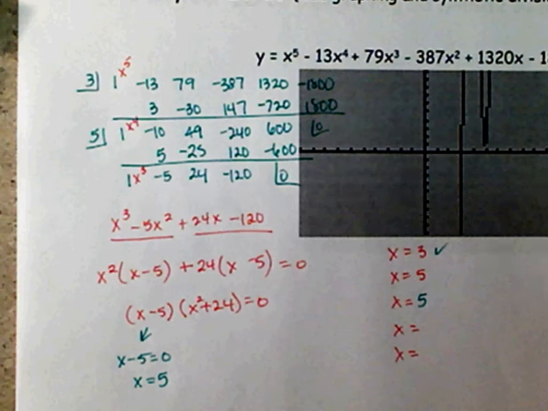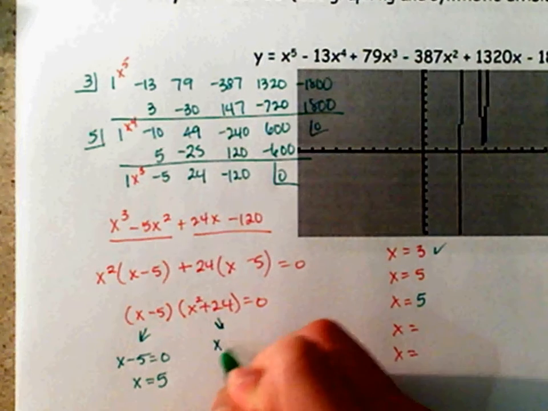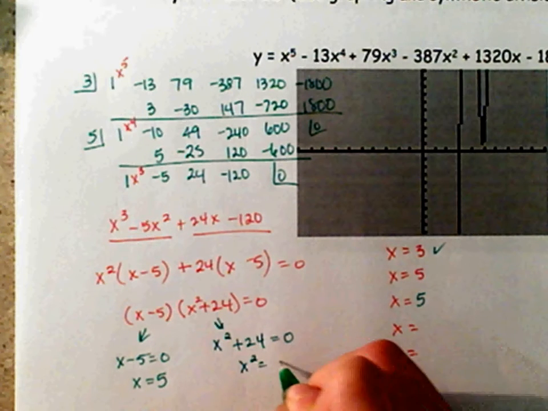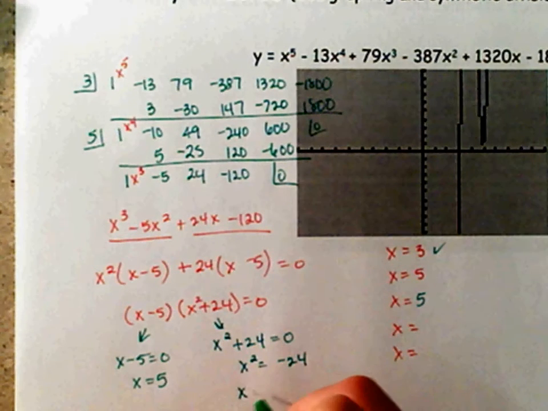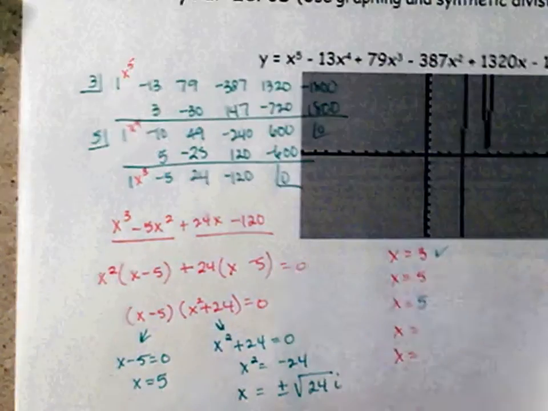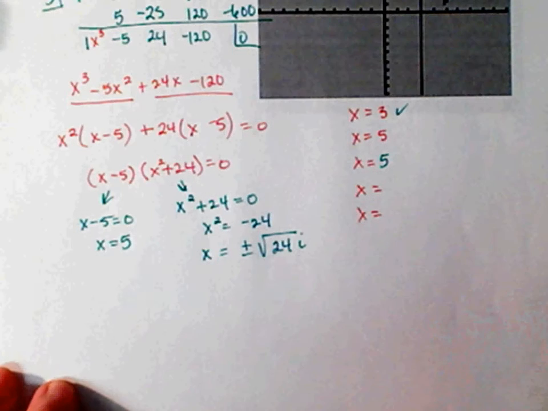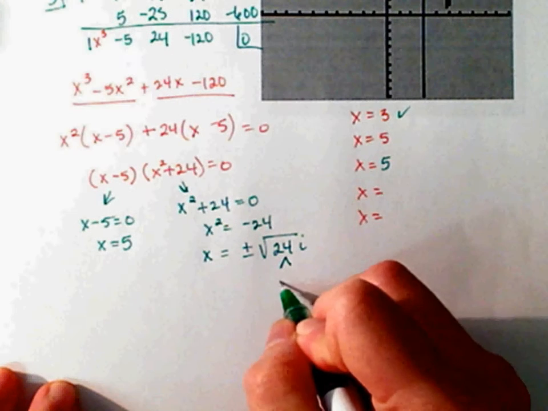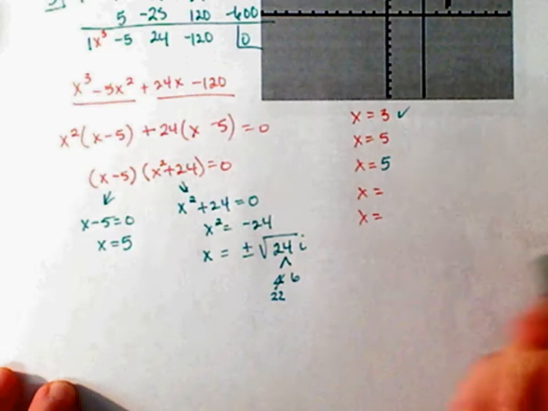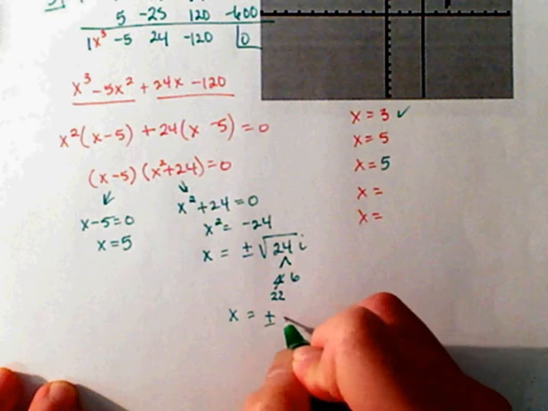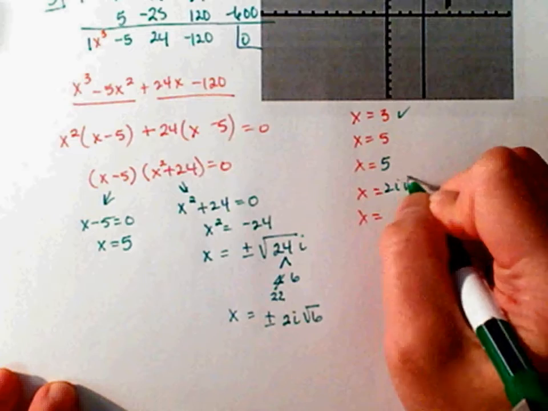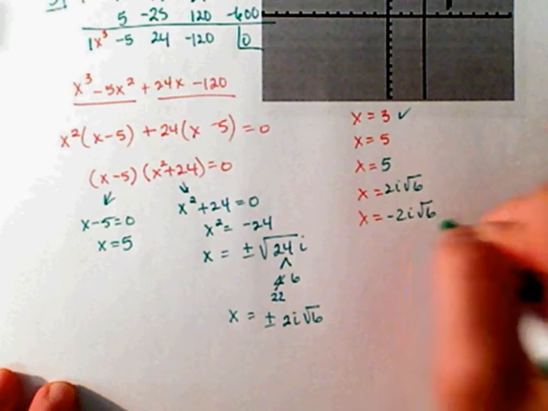X squared plus 24 is equal to 0. X squared is equal to negative 24. X is equal to plus or minus square root of 24i. Okay, I went ahead and took out the i. Factors of 24 is 4 and 6. 4 is a pair of 2's. So x comes out to be plus or minus 2i square root of 6. So 2i square root of 6, negative 2i square root of 6. And there you have all your 5's, okay?